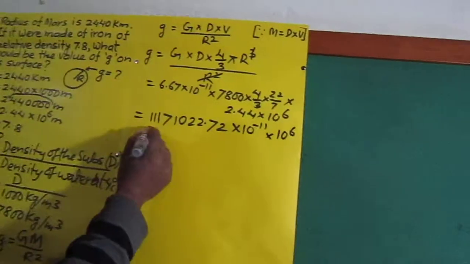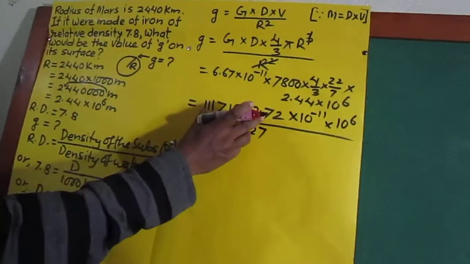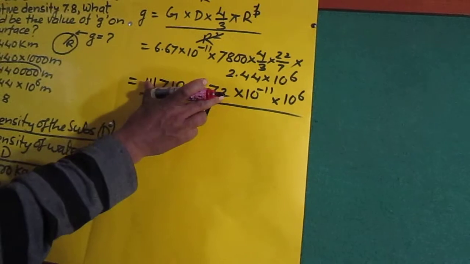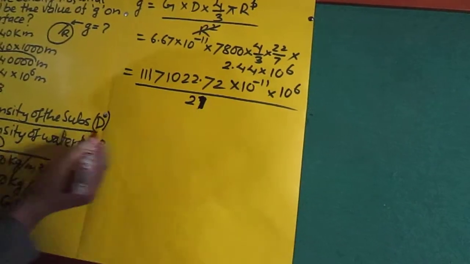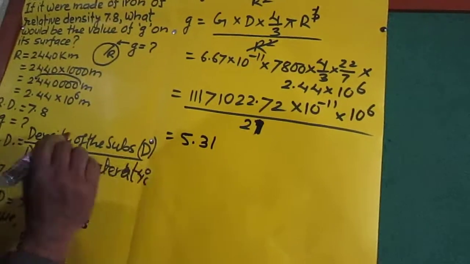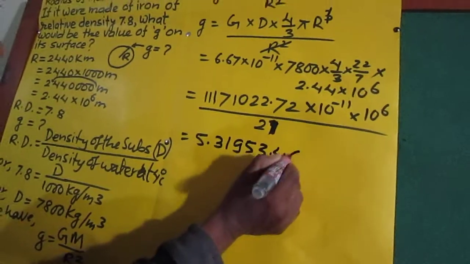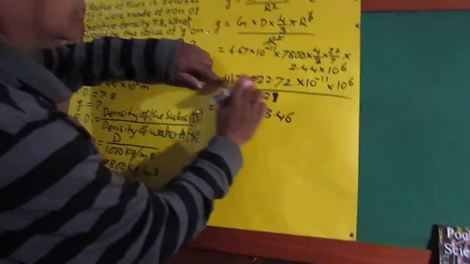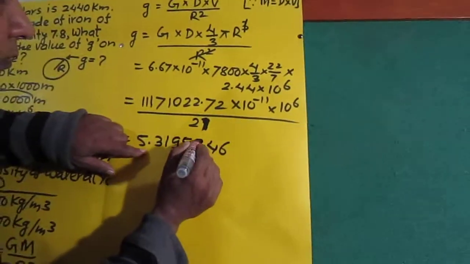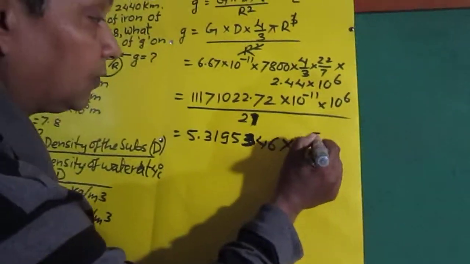Now what we have in the denominator, 3 7s are 21. If we divide this number with 21, 7 3s are 21, sorry. If we divide this with 21, then what we get? We'll get 5.3195346. But if we divide this by 21, we'll get this multiplied by 10 to the power 5.